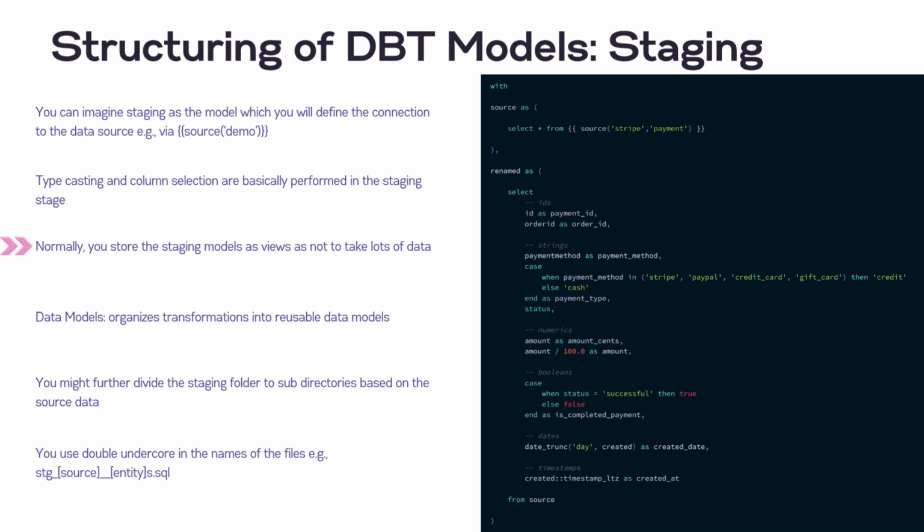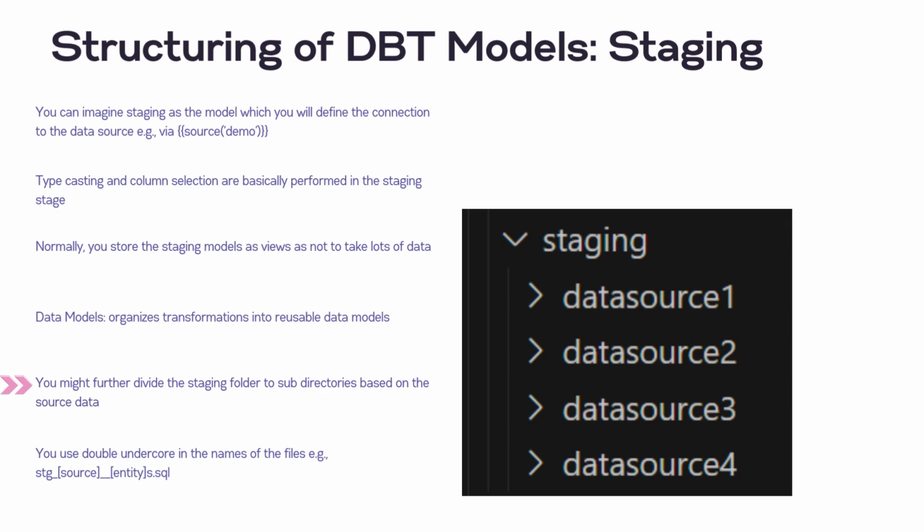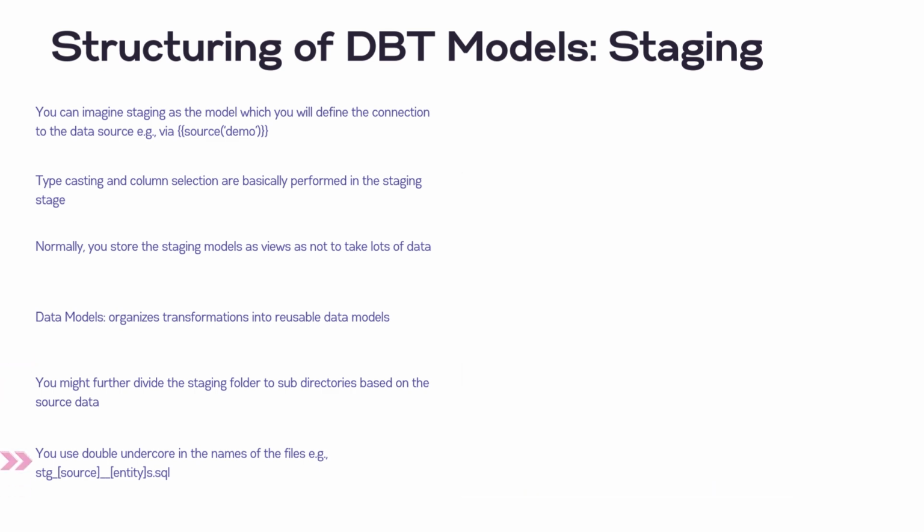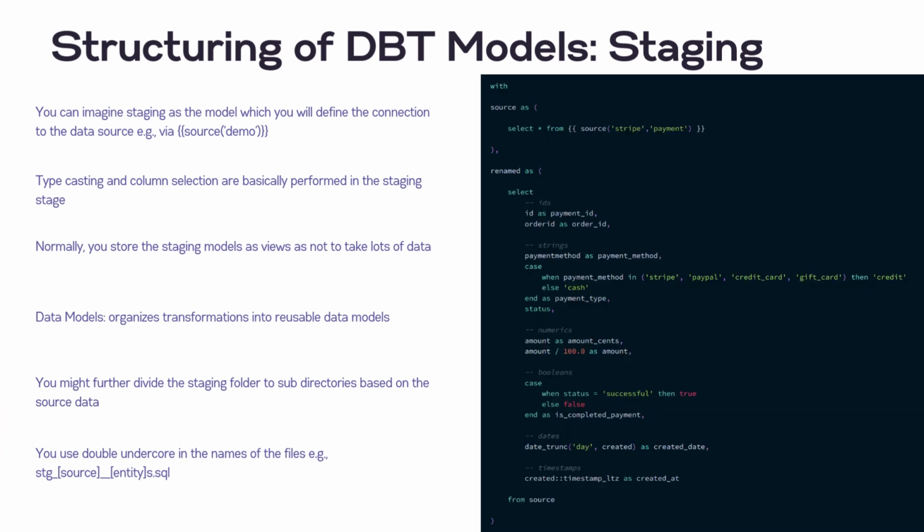Tables. Typically, staging models are stored as views, not tables. Views don't occupy storage space in your data warehouse, making this layer lightweight and efficient. Organizing models. To maintain a clear structure, transformations are organized into reusable data models. You can even group staging models into subdirectories based on their source data, creating a logical folder hierarchy. Naming conventions. DBT emphasizes consistent naming conventions. For staging models, you use a double underscore in the file names to indicate the relationship between the source and the entity. Let's look at the example code on this slide.